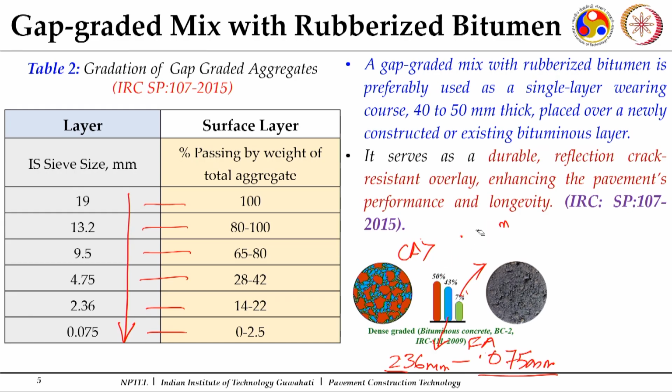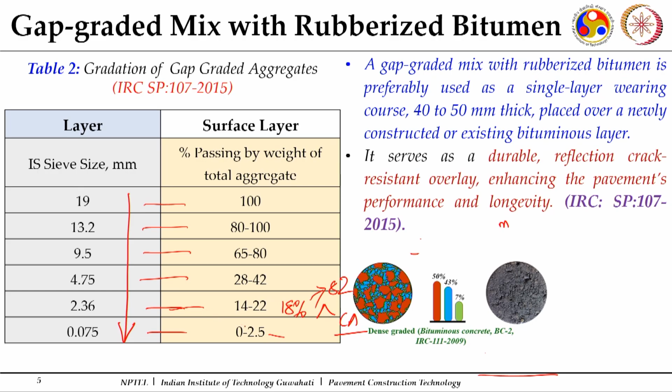Now, you can see, if you have a conventional dense graded mix, you have around 50 percent of coarse aggregate and around 43% of your fine aggregate. Now, see what is here. This is the range which is passing through 2.36 mm, 14 to 22. So, it will be around 18% as my mid value in that case. So, I will have 82% of aggregate which is greater than 2.36 mm. So, my coarse aggregate is around 82%.